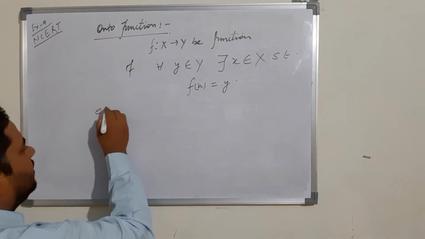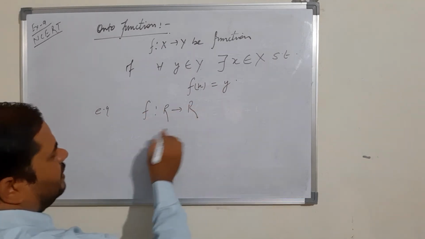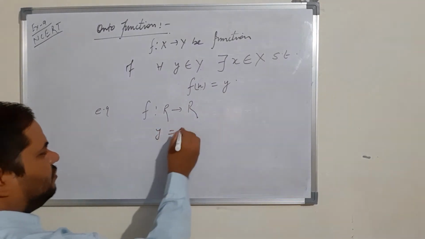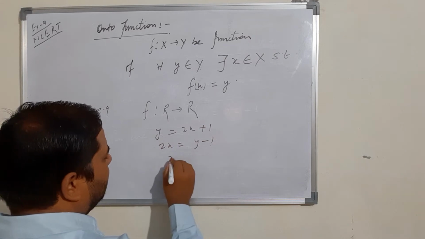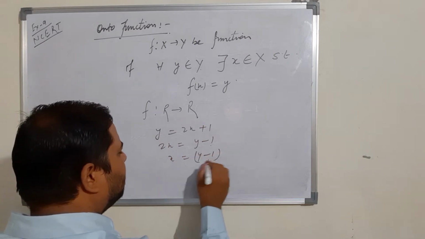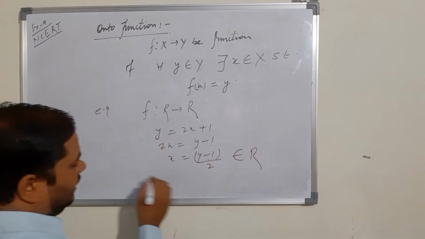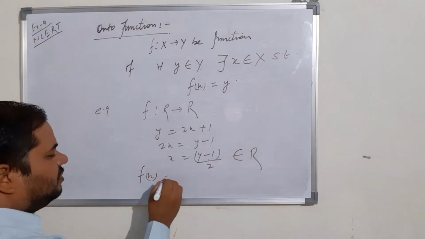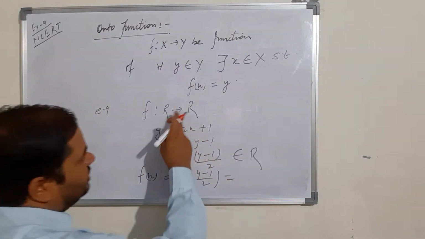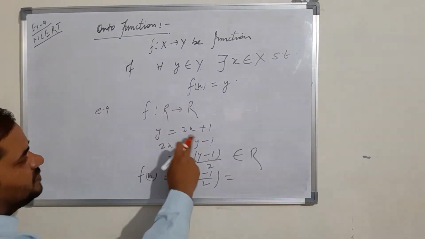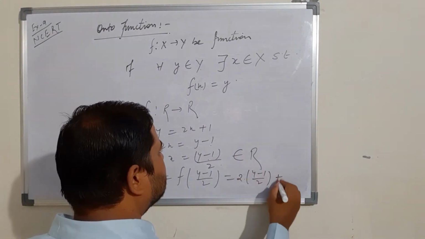That means if the same function we consider, f from R to R, and y is equal to 2x plus 1, then 2x is equal to y minus 1. So x is equal to (y minus 1) by 2, and this belongs to R. Then f(x), that is f((y minus 1) by 2), what is f(x)? f(x) is 2x plus 1. So we can write 2 into (y minus 1) by 2 plus 1.